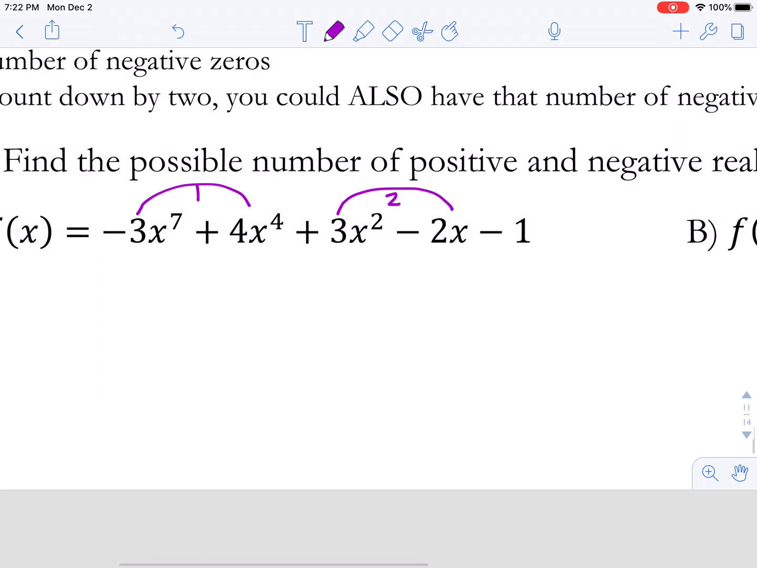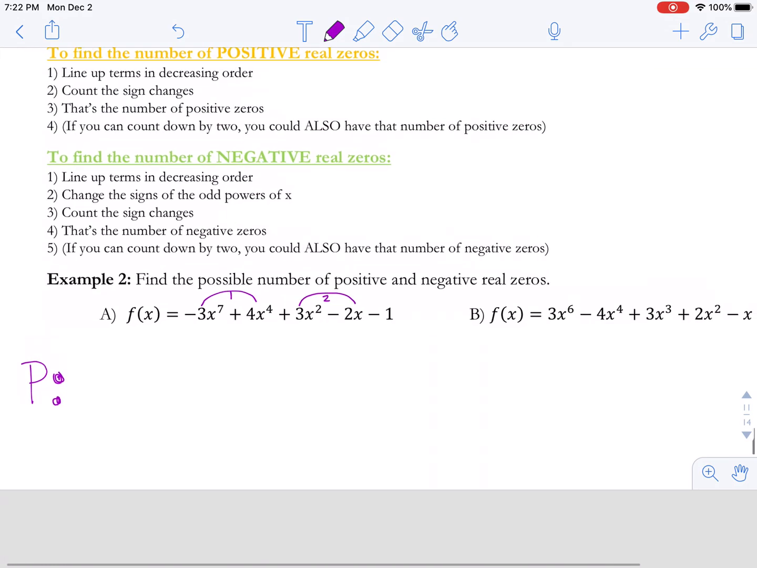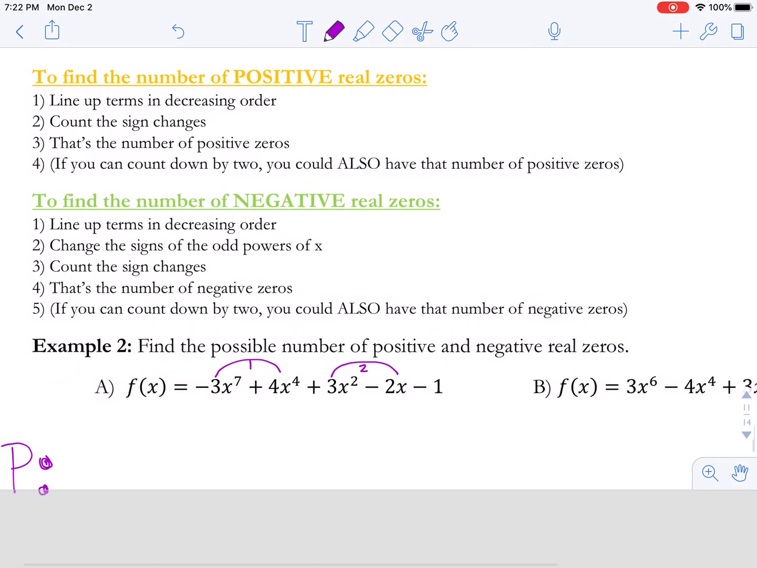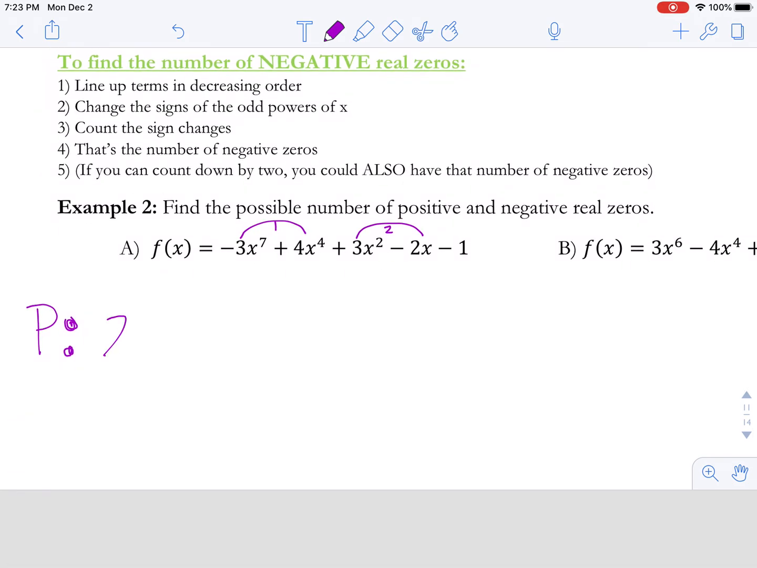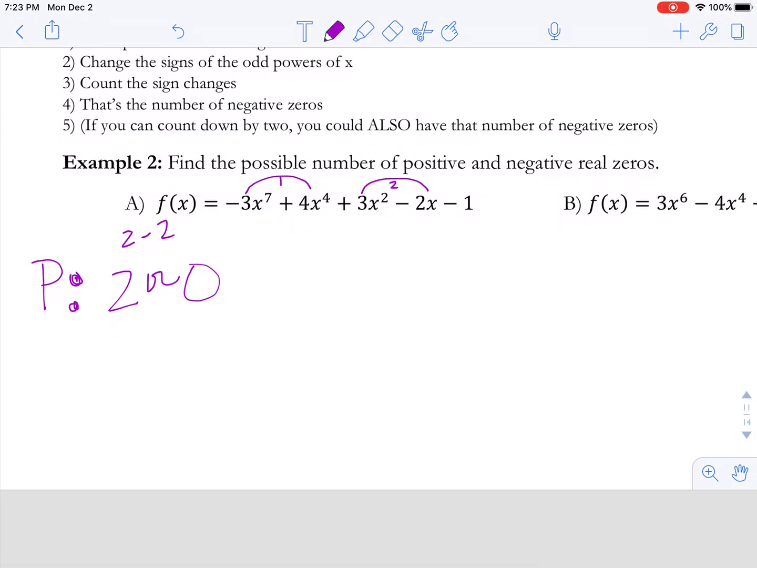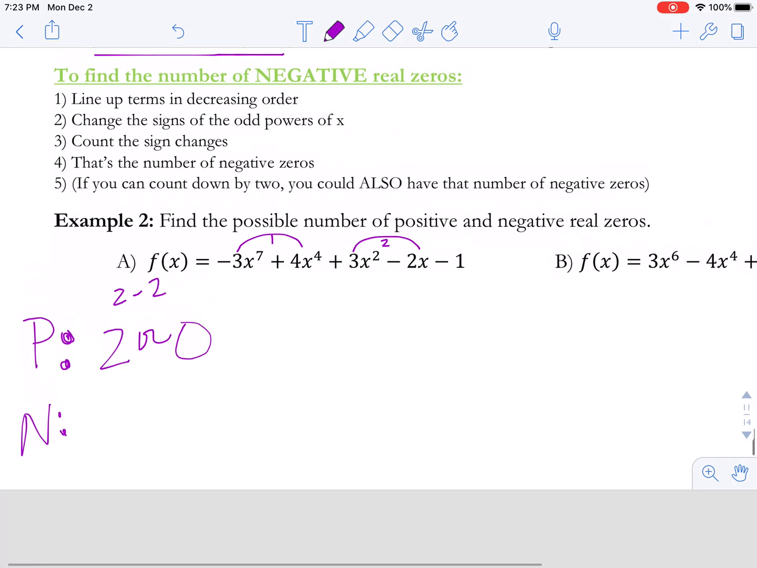So I have 2 possible positive real zeros. And what I always have to do, it says for number 4, you count down by 2. You're not going to go into a negative number. So you could have 2 positive real zeros, or you would do 2 minus 2, which is 0. So I'm going to change this. You could have 2 or 0 positive.